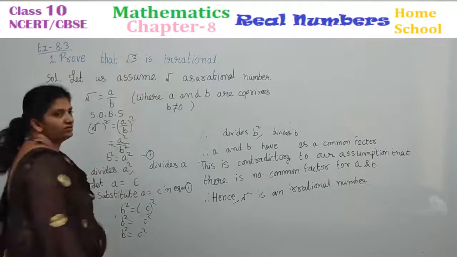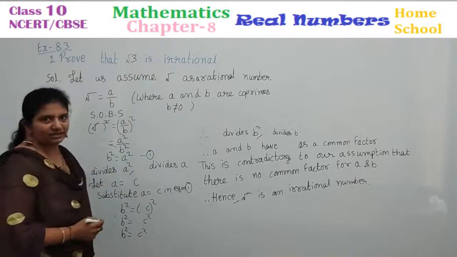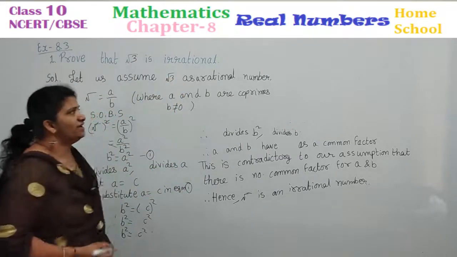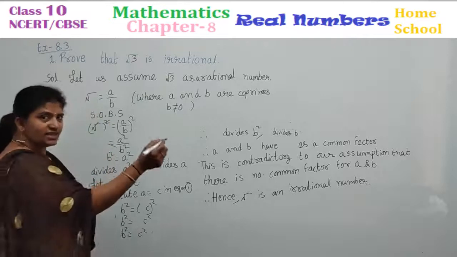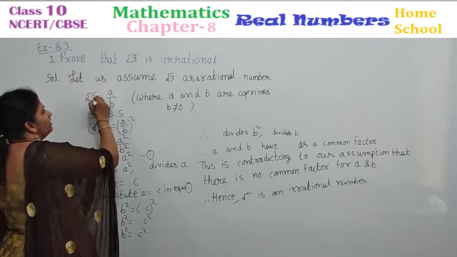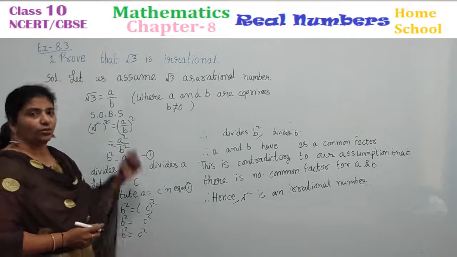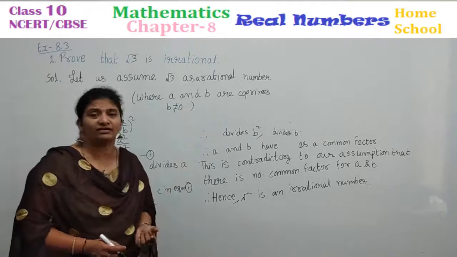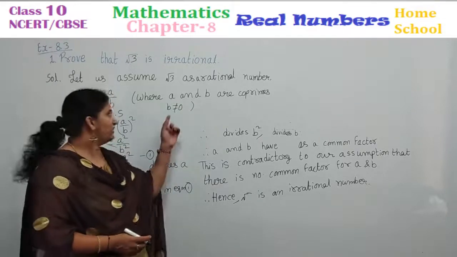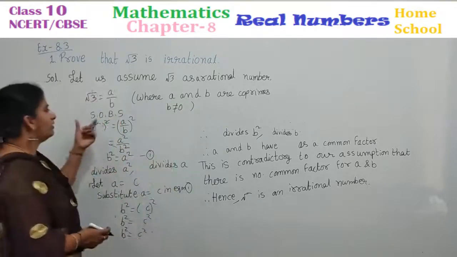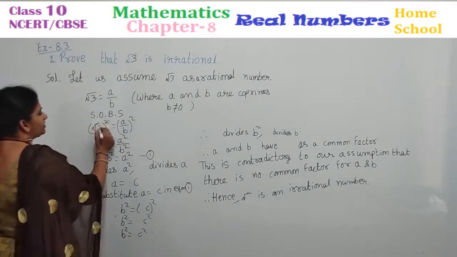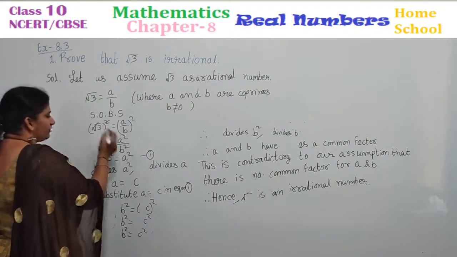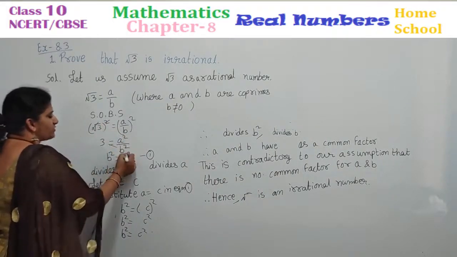Root 3, children. Prove that root 3 is irrational. How can we prove this? Let us assume root 3 as a rational number. If it is a rational number, it should be equated to A by B, where A and B are co-primes or integers you can say, and they do not have a common factor other than 1, and B is not equal to 0. Squaring on both sides, root 3 whole square is equal to A square by B square, and square and root will be cancelled. 3 is equal to A square by B square.